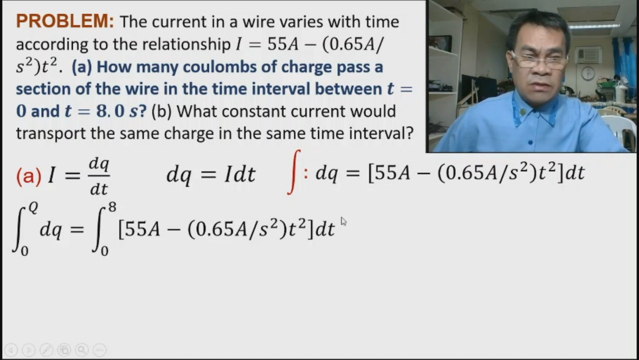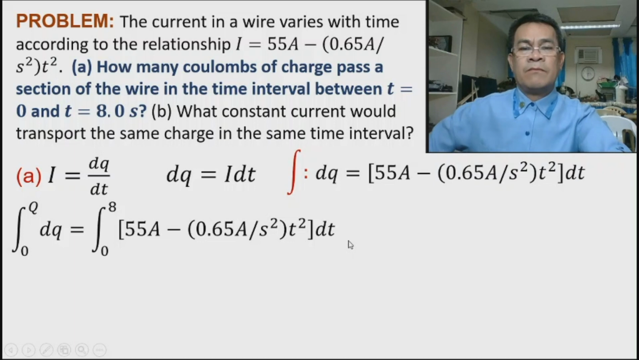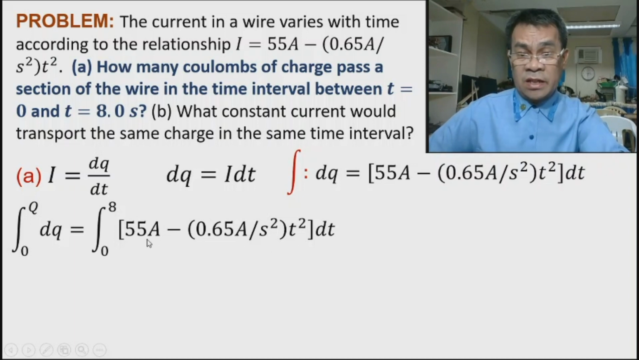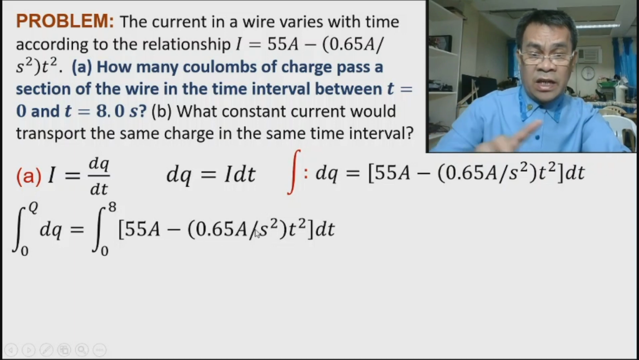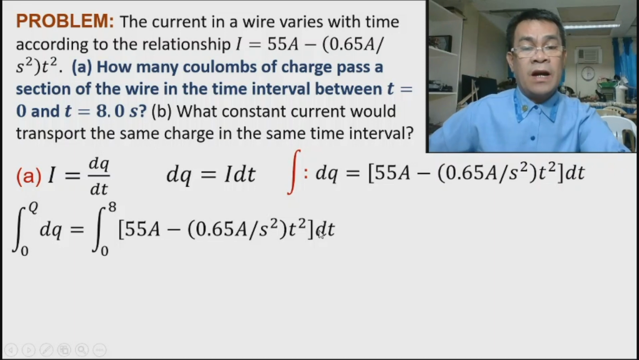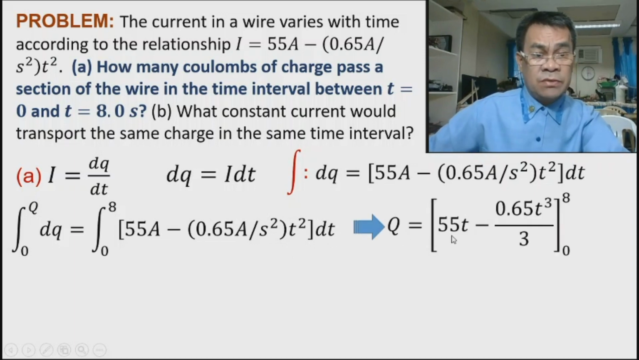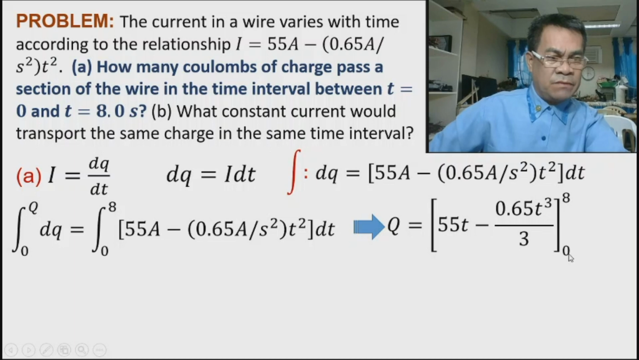Now, integrate the opposite side, from time 0 to 8 seconds, because this is talking about time. The infinitesimal is time, so use your ability in integration. This is simple integration using the sum rule. There is no t in the first term, so the integral of this is 55t. By the way, you can ignore the units, the A's are just units. What is the integral of 0.65t squared? Power rule: add 1 to the square, so it should be 3, and the result becomes the denominator, so it is divided by 3. The result is 55t minus 0.65t cubed over 3, and the limit is from 0 to 8.